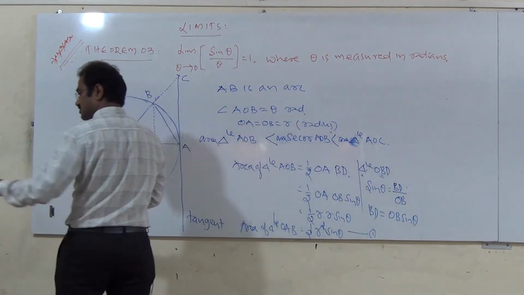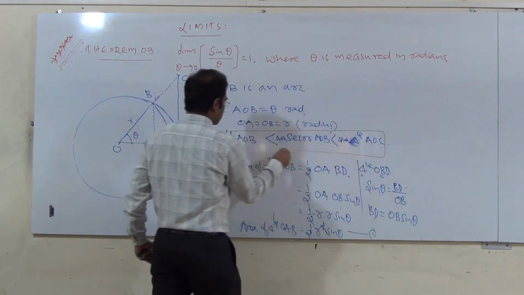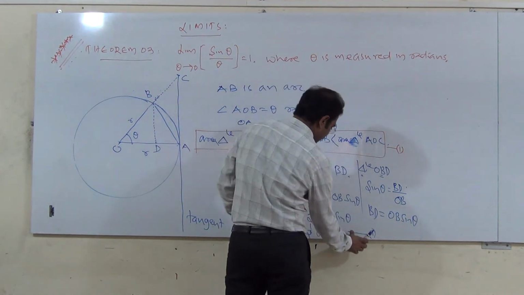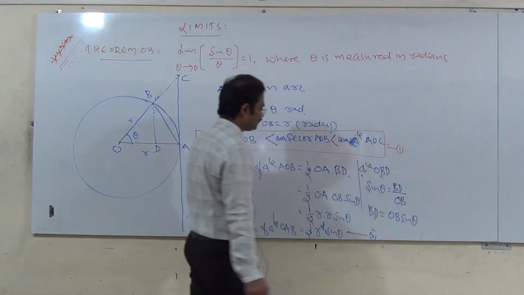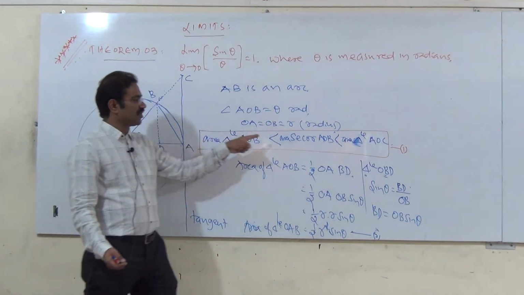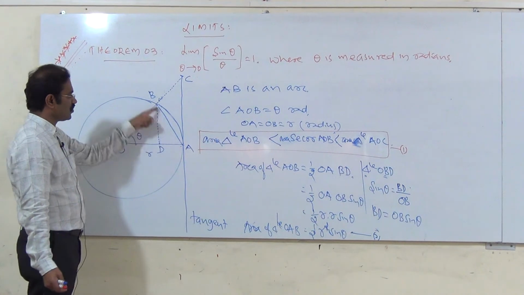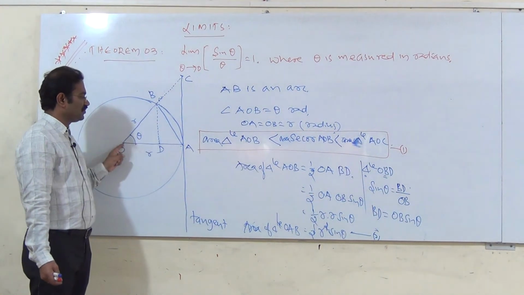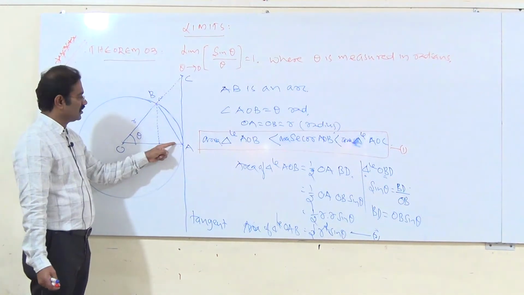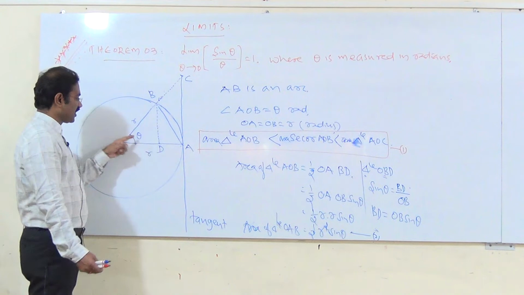This is my main discussion. I put a box around this, and according to this I am moving now. Once again, I am finding the area of this, then area of this. Area of the triangle AOB: 1 by 2 base into height. Base is OA, height is BD. I want the value of BD in this small triangle with sin theta.